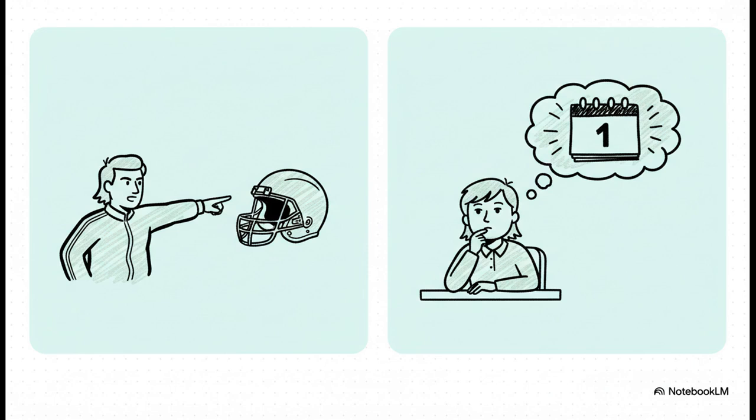Here's the key. Must often comes from the speaker's own authority or a strong personal belief, like a parent saying, you must wear a helmet. Have to, on the other hand, is usually about an external rule or situation you can't control. I have to study tonight. Why? Because there's a test tomorrow. It's not my personal rule, it's a necessity.